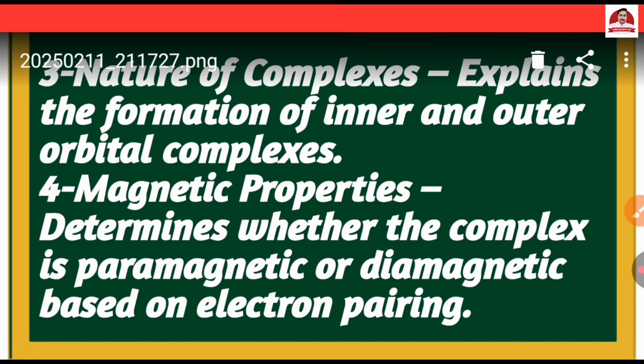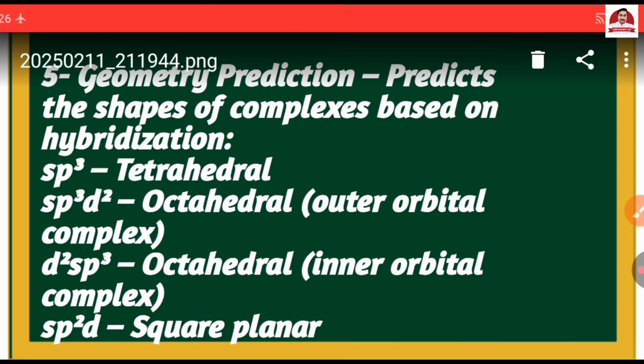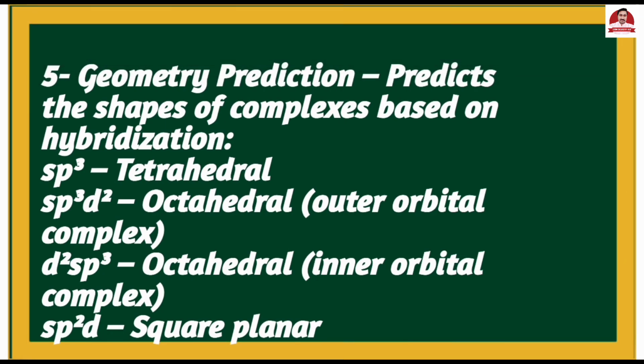Next point, magnetic properties. VBT explains whether the complex is paramagnetic or diamagnetic based on the electron pairing. So based on the electron pairing, VBT explains that the coordination compound is paramagnetic or diamagnetic. Point number 5, VBT explains the geometry of a molecule, that is the geometry prediction. It predicts the shape of the complex based on the hybridization.